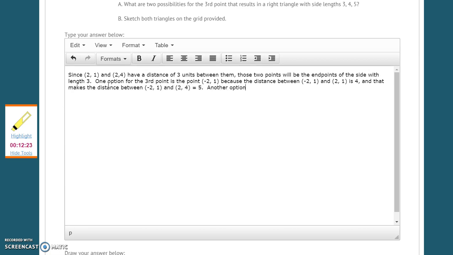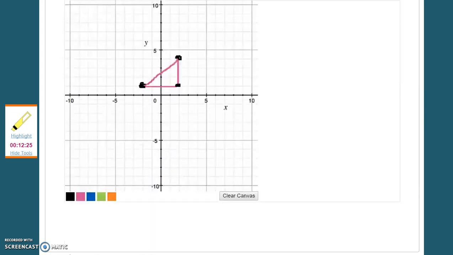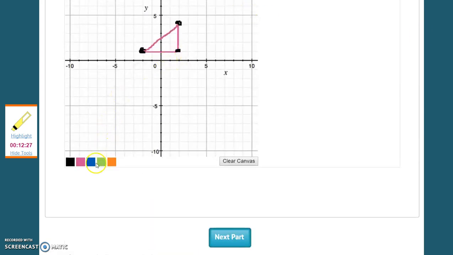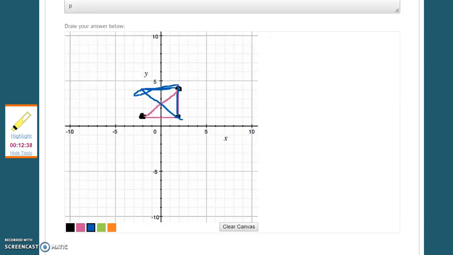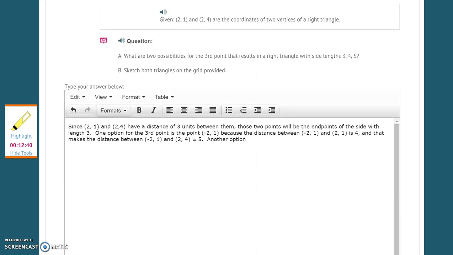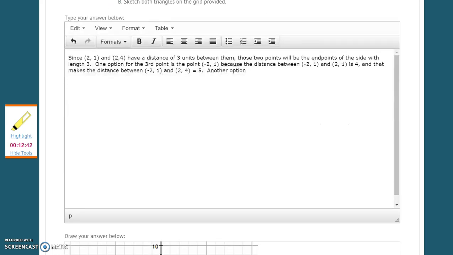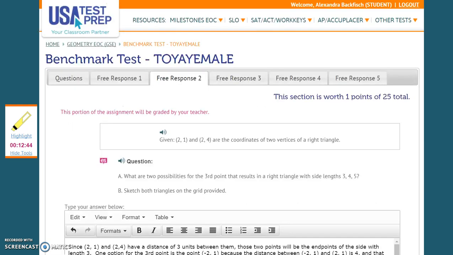Another option, and then I would talk about one of those other options I gave you. In other words, instead of going this way, it could go like this. Okay. And sketch both triangles, so I did that. It just tells me to find the possibilities. So basically, if I finish that up, I would have answered this one correctly.